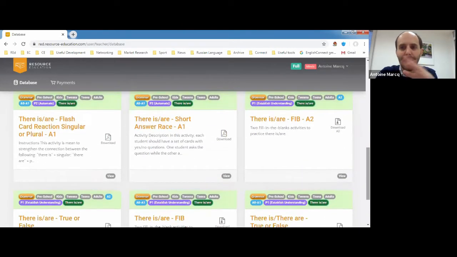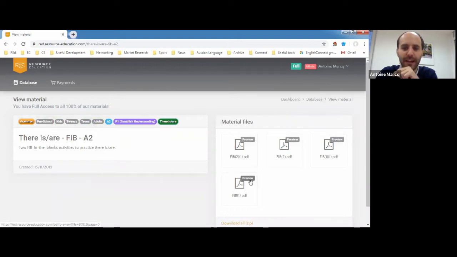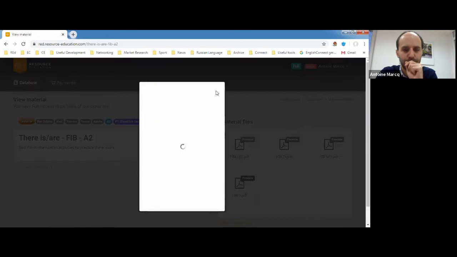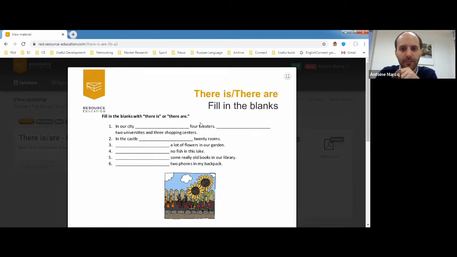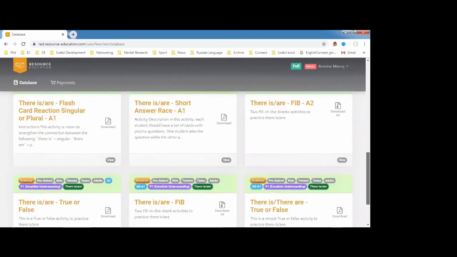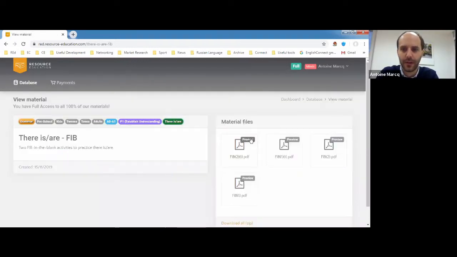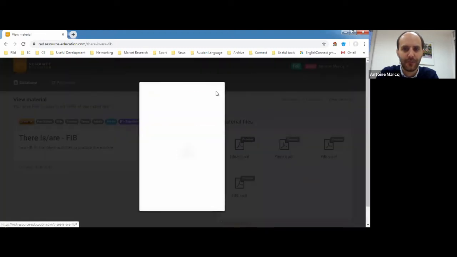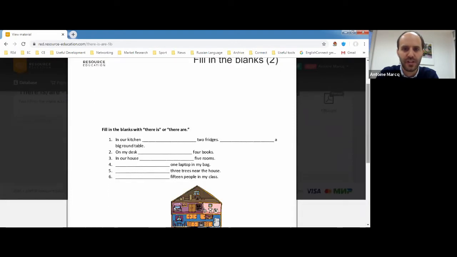And another type of P1, again, just to check understanding with our students, we have 2 FIB. Remember FIB, fill in the blank activities. So 1 for A0, A1 level, 1 for A2 level. If you open it here, you have plenty of fill in the blank activities. There you go. In our city, there are 2 theaters, 2 universities and 3 shopping centers. In the castle, there are 20 rooms. Clear? Fill in the blanks for A2 level and fill in the blank for A0, A1 level. Same idea. Lots of fill in the blank activities. There are 2 fridges, a big round table, 4 books, 5 rooms, 1 laptop in my bag, etc.